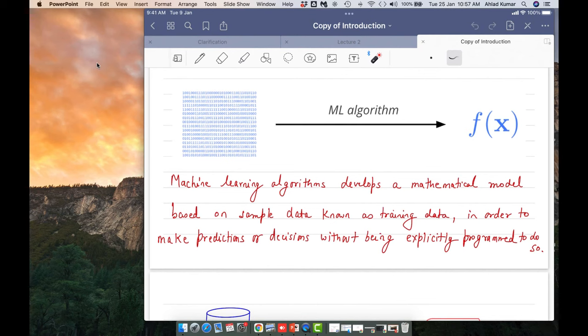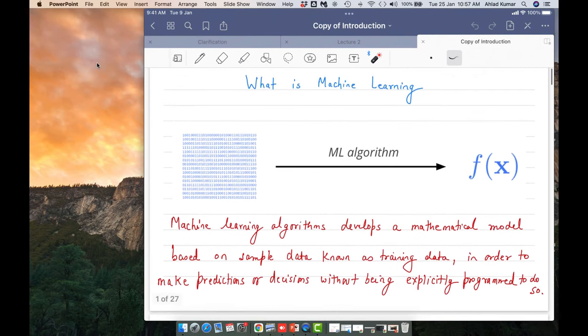In this slide, what we are trying to show you is the basic definition of what machine learning is exactly. If you read this statement, it says machine learning algorithms develop a mathematical model based on sample data, which we know as training data. I will explain what training data is in coming slides, but it's trying to build a mathematical model out of the training data, so that once this model is created, you can make predictions or decisions without being explicitly programmed.